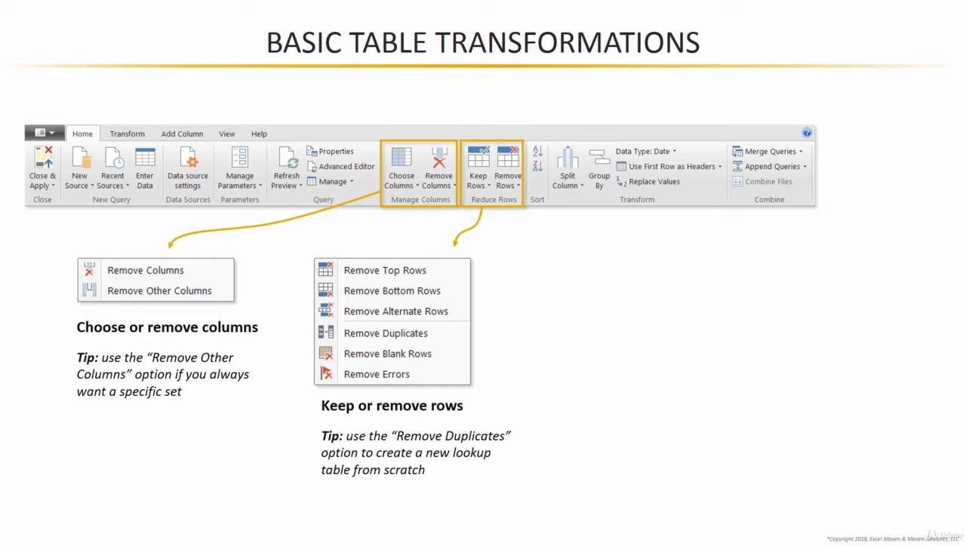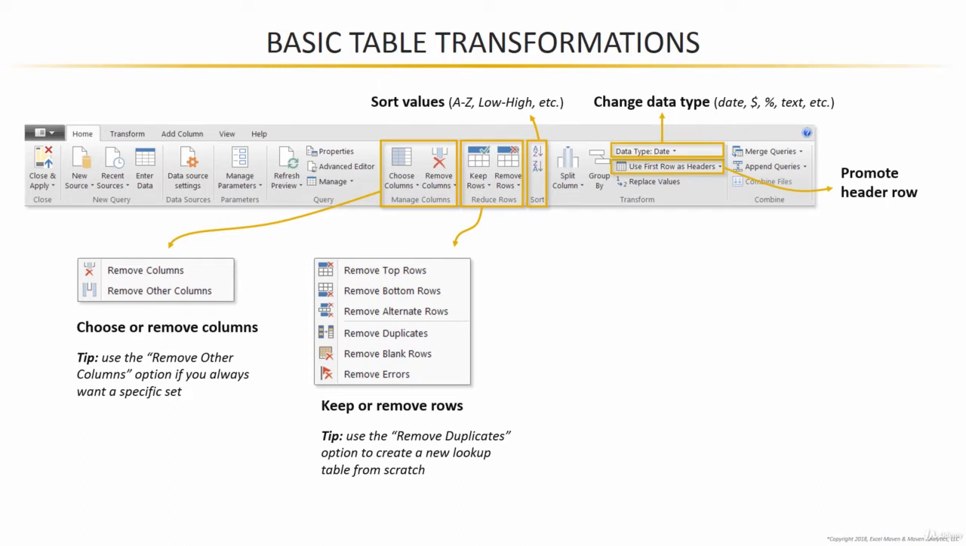And that can be a great way to actually create new lookup tables from scratch by creating unique lists of IDs, for example. You'll also find some basic sorting options, A to Z, low to high, etc., as well as options to change your data types or promote your header rows. Now, Power BI is pretty smart about headers. By default, it should identify and promote those header rows for you, but in case it doesn't, you can always do that manually using this tool here.